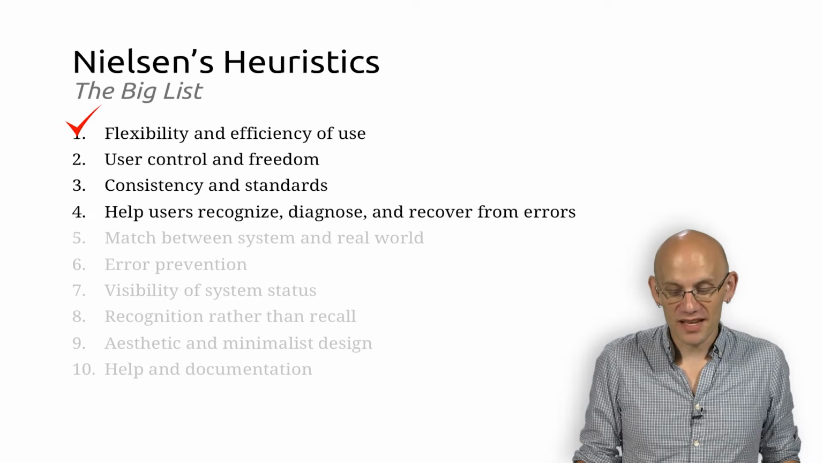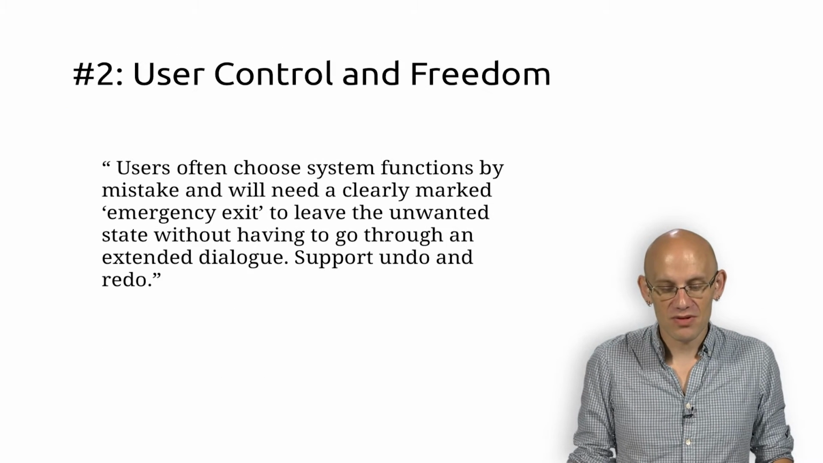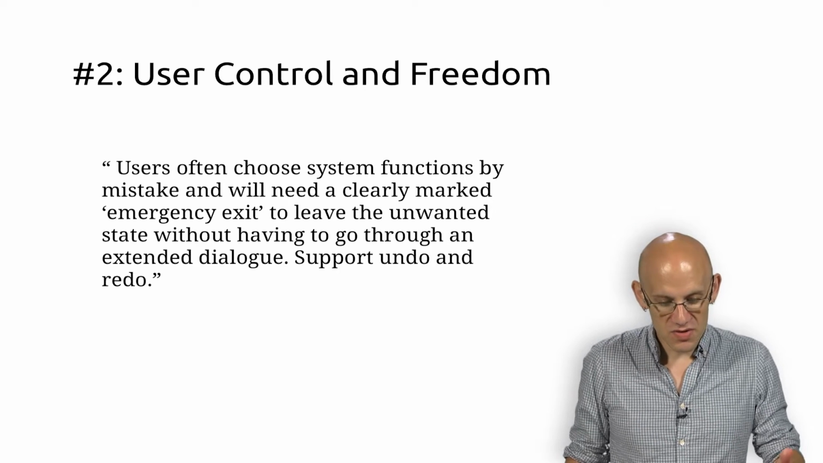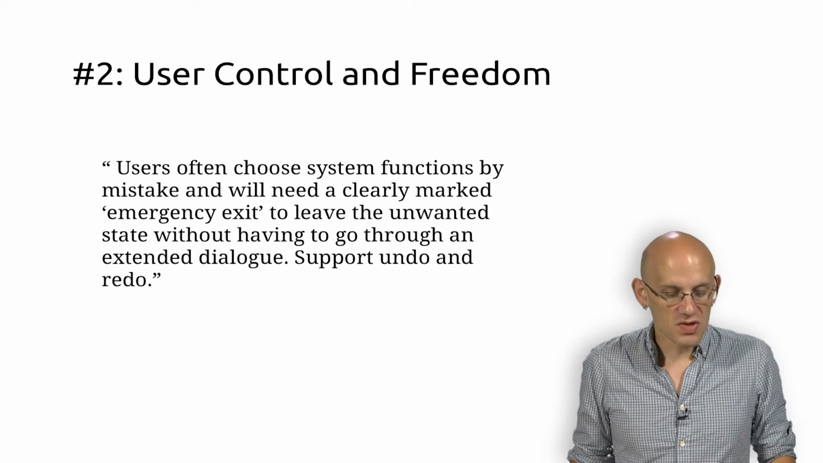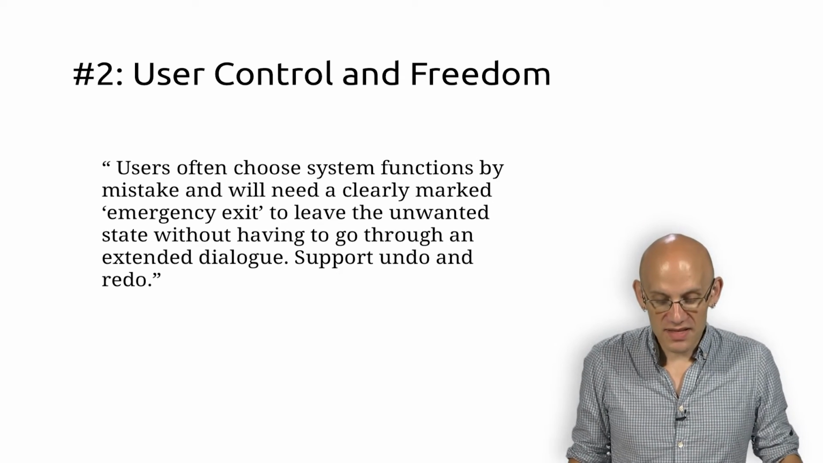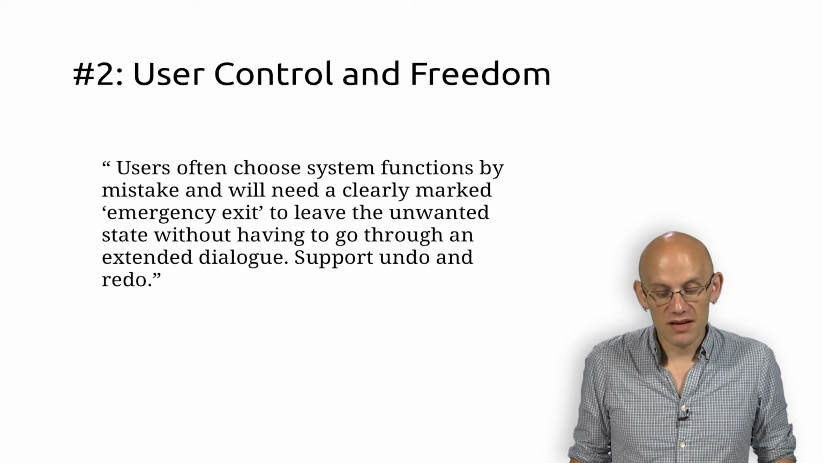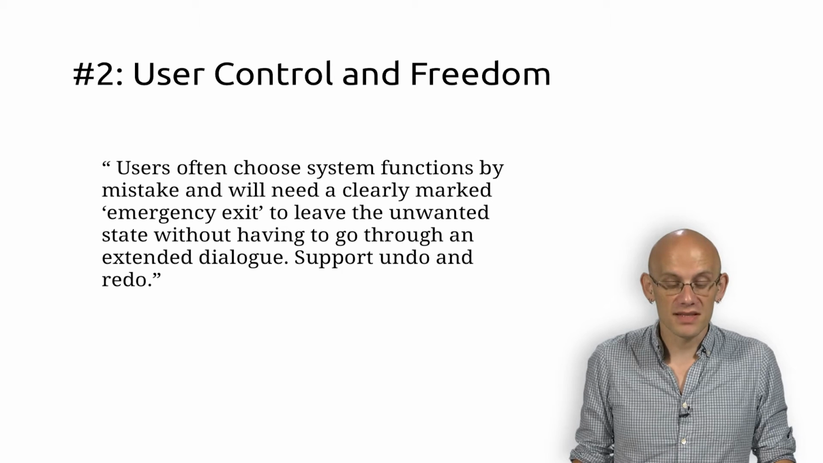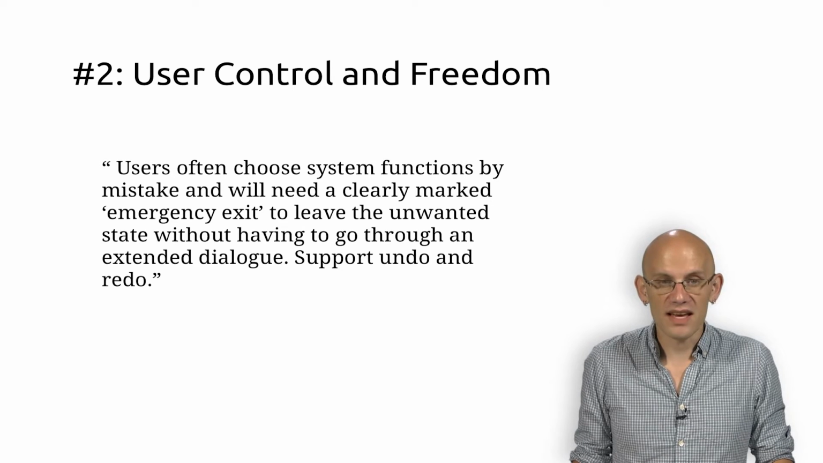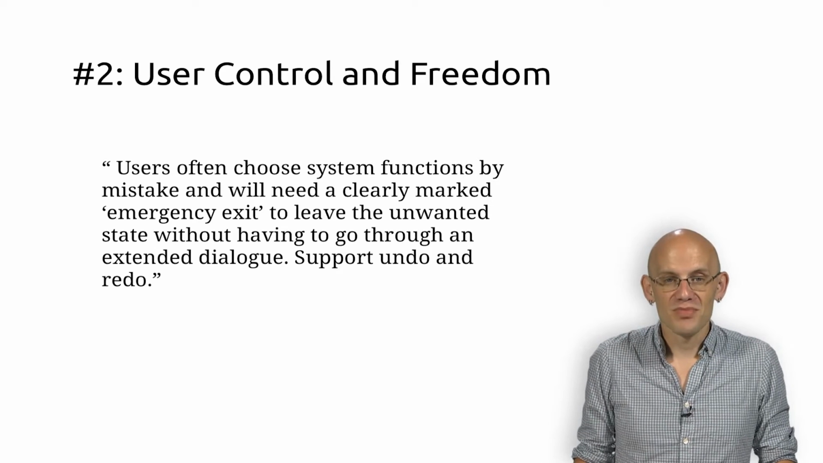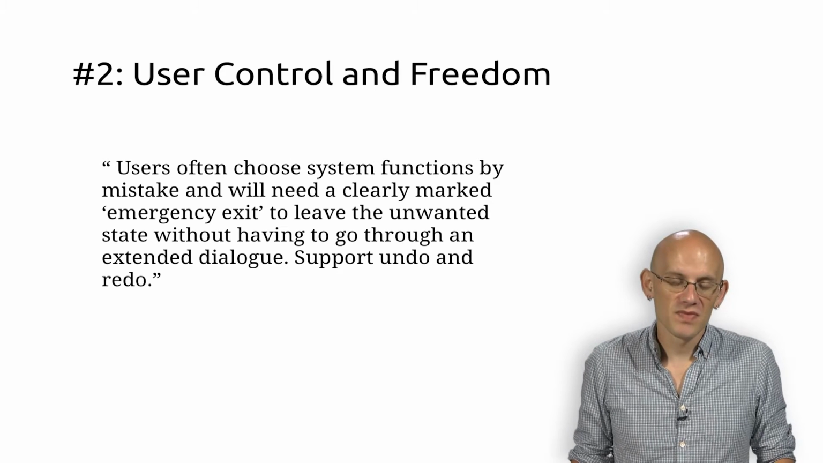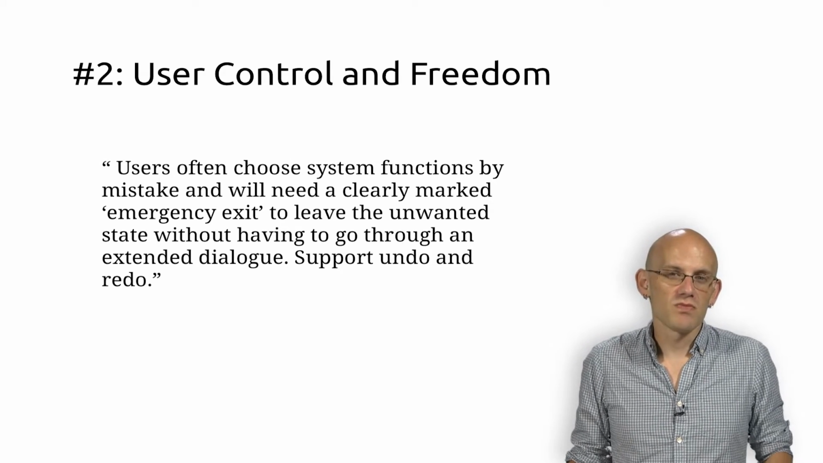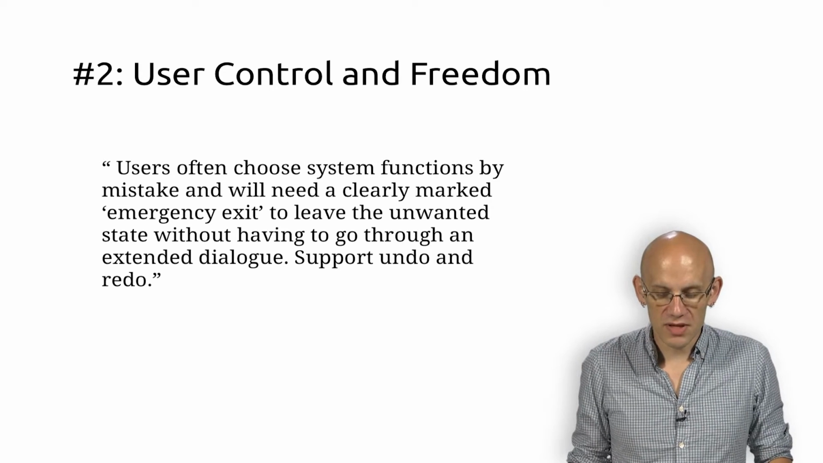Let's move on to our second heuristic, which is user control and freedom. And again, we have our definition from Nielsen here. So, user control and freedom. Users often choose system functions by mistake and will need a clearly marked emergency exit to leave the unwanted state without having to go through an extended dialogue. Support undo and redo. This last very, very small sentence really captures most of the user control and freedom heuristic.